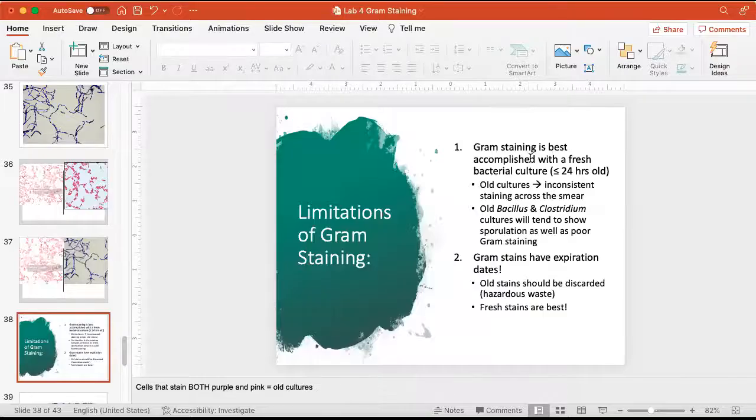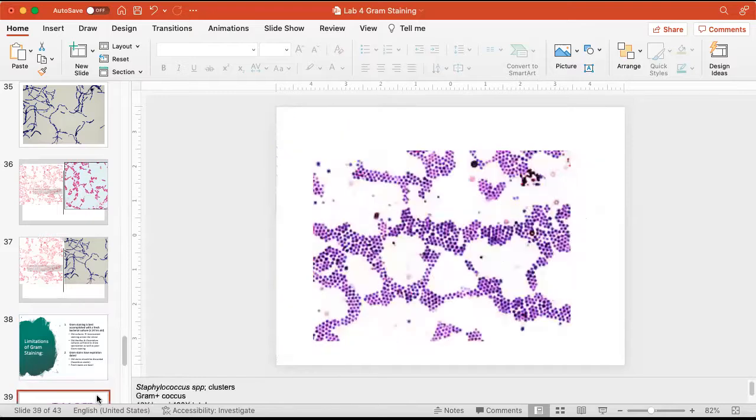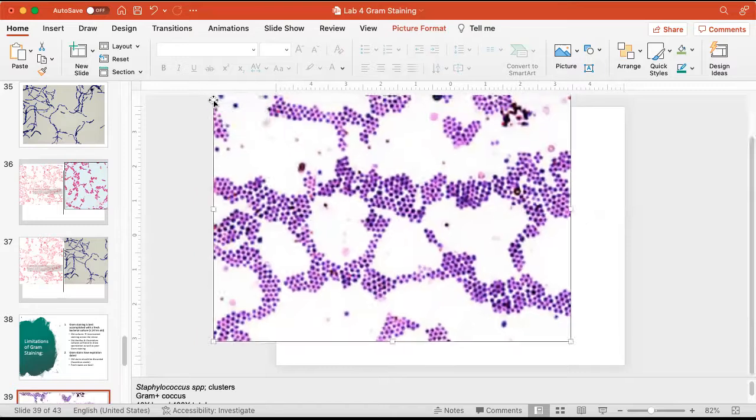So those are the two big limitations: the age of the cells and the age of the stains, essentially. Fresh cells and fresh stains are best. Take a look at this smear. This is a smear that was made on a culture that was getting old.